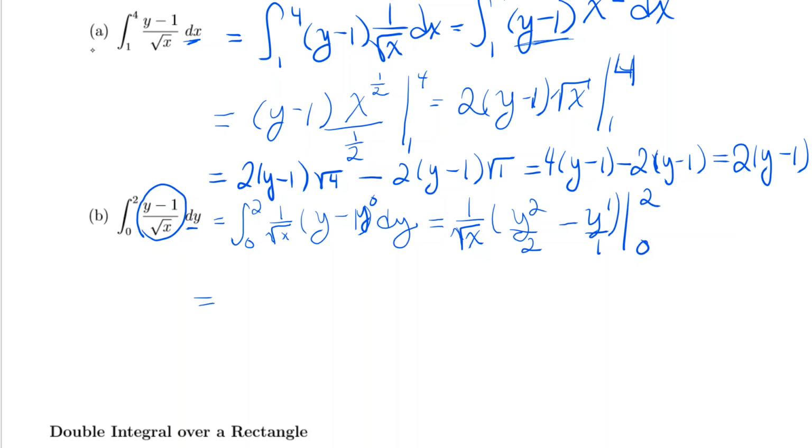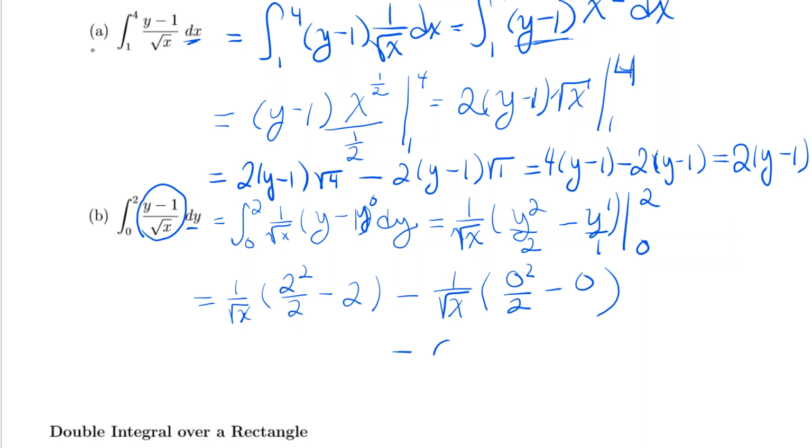When you're putting in 2 and 0 into the y variables, not the x, the 1 over square root of x is just going to come along for the ride. So 2 squared over 2 minus 2, minus 1 over the square root of x times 0 squared over 2 minus 0. Anytime you end up with a bunch of zeros for all your variables, hopefully you recognize that this is just going to be nothing. Here I've got 4 over 2, because when you square 2, you get 4. Divide by 2, that gives you 2. Then 2 minus 2.